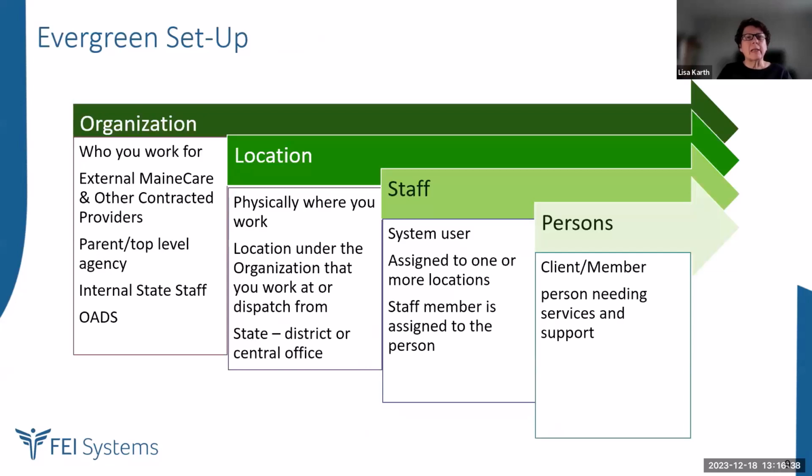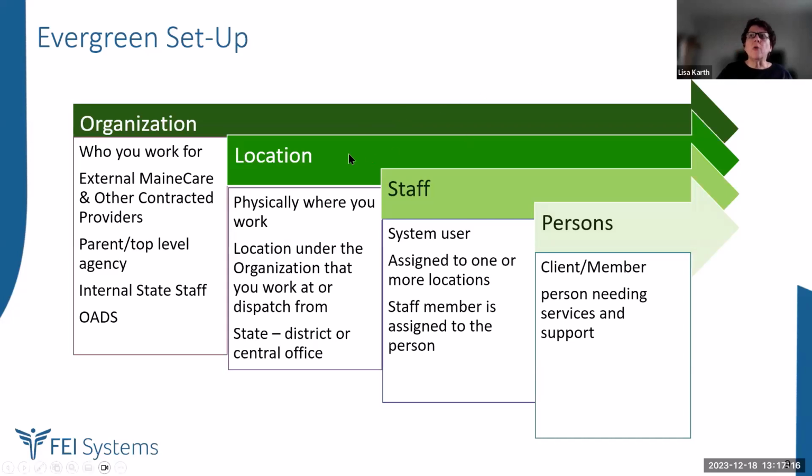Now, for you all in particular, it's going to be important to understand how Evergreen is set up or how it's organized, because this is going to help you navigate the system. Up at the very top, this is the organization. It's who you work for. So as external users, it's MaineCare and other contracted providers, such as Disability Rights Maine. Essentially, it's your parent or top-level agency. Now, for those who are internal users, it's ODES and state staff.